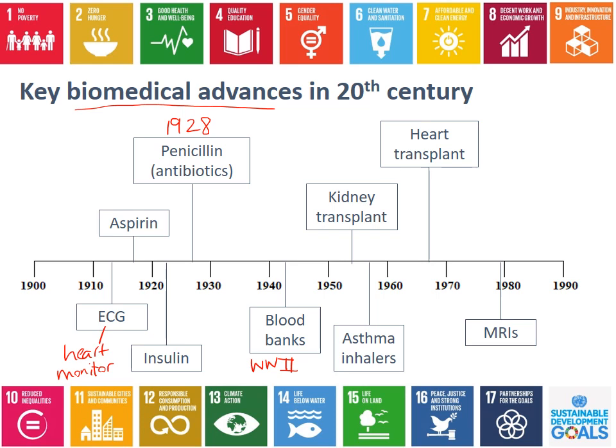MRI machines, so they're magnetic resonance imaging. Some of you might have had it, but they're a type of imaging that's done to look at injuries to ligaments and joints. And the first laser eye surgery was done towards the 1980s.